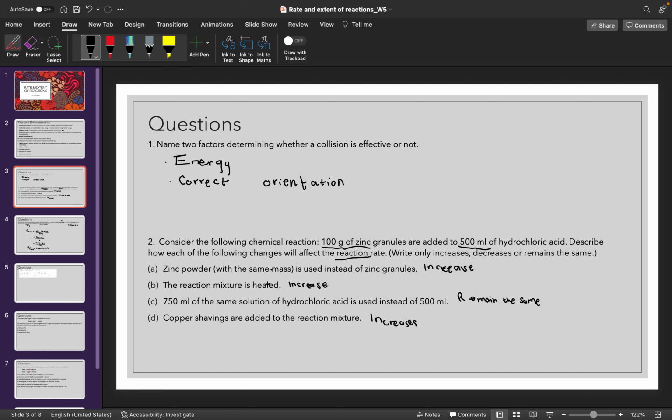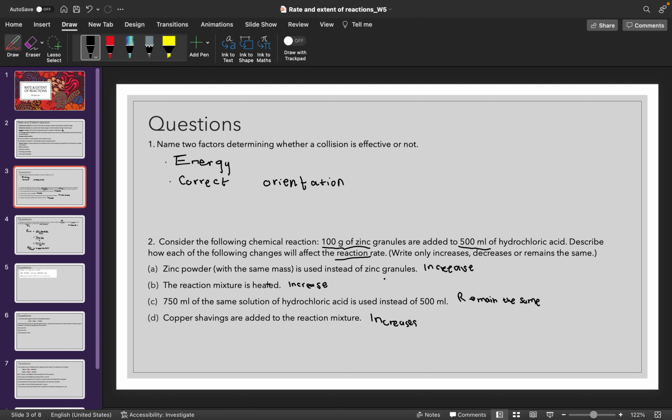Because zinc powder has a greater surface area than the granules, which means there will be a good orientation for the particles to collide, hence it will be easier for the powder to dissolve than the granules. That will make the reaction rate faster, or the orientation will be higher, hence it will increase the rate of the reaction. B, what will happen if the reaction mixture is heated?